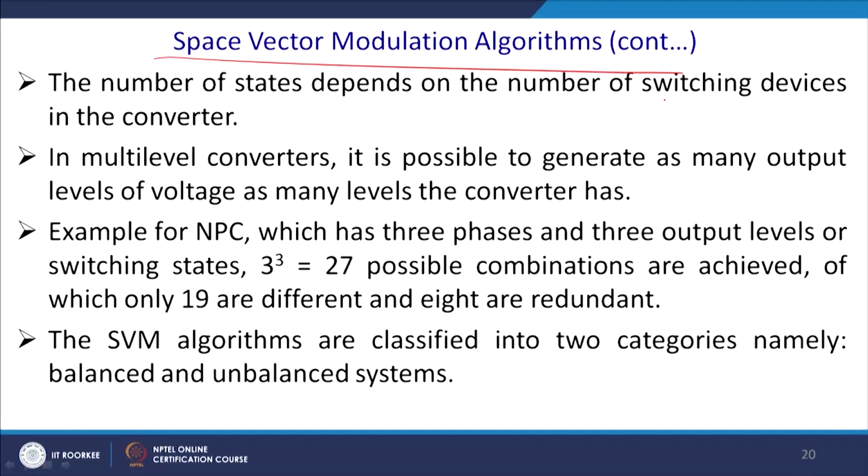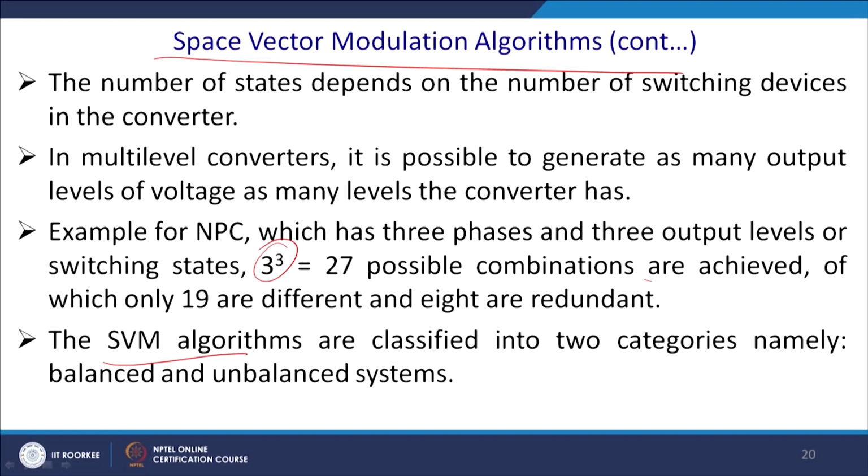Now, let us come to a very important topic, the space vector modulation. It is a different kind of algorithm. The number of states depends on the number of switching devices in the converter. Multi-level converters can generate as many output voltage levels as the converter has. Example of NPC, which has 3 phases and 3 output levels: switching states are 2 to the power 3 equal to 17 possible combinations, of which only 19s are different and 8s are redundant.